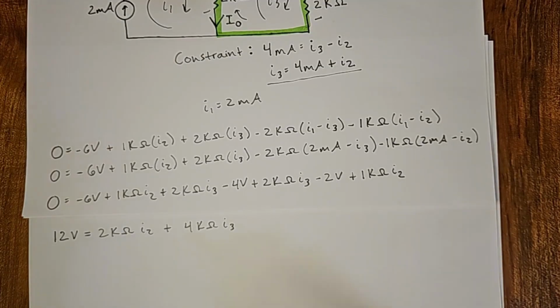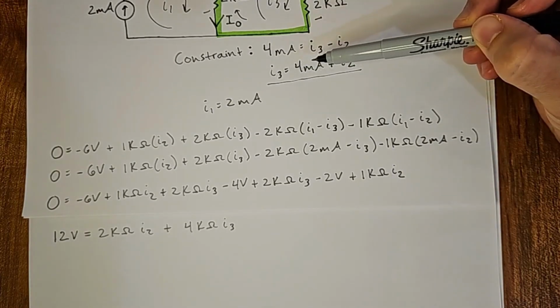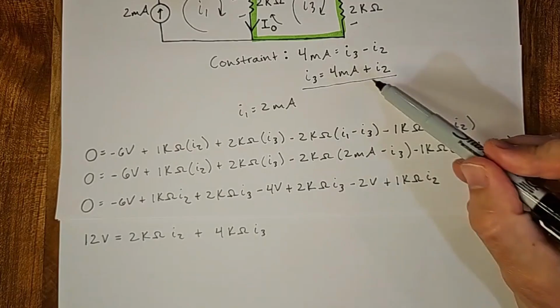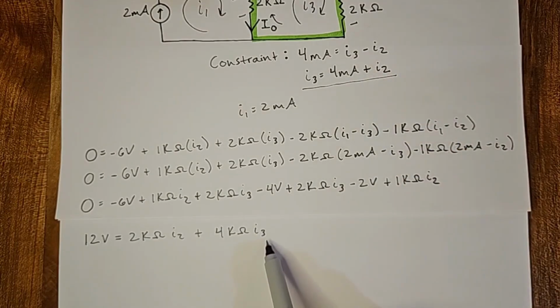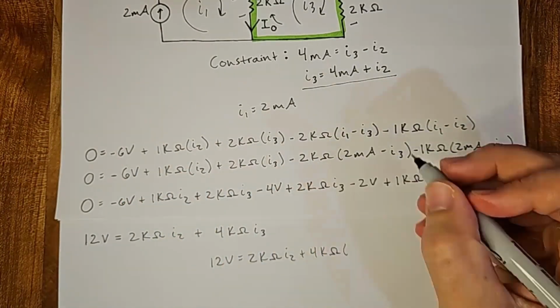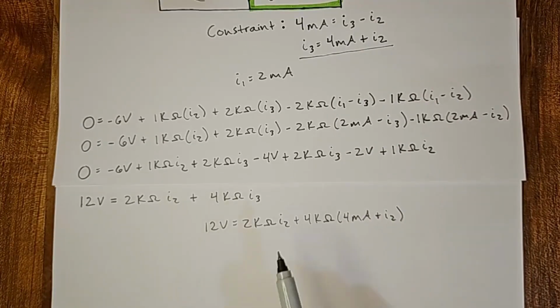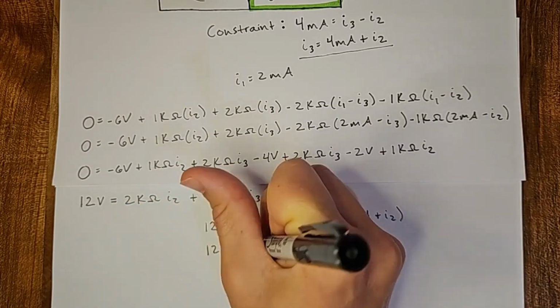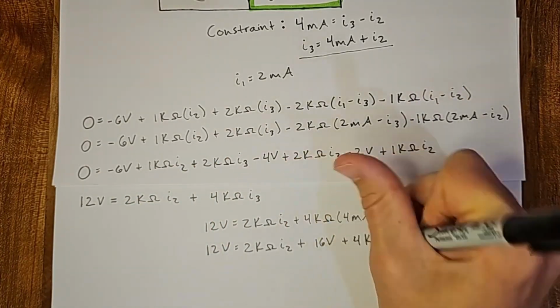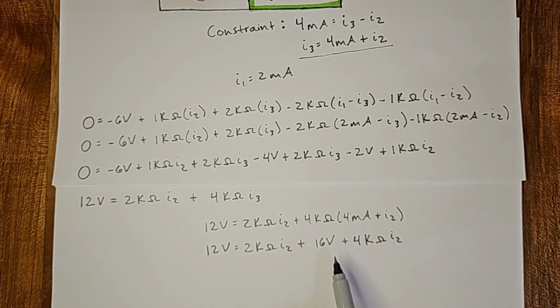So what do we do from here? We have this one equation with these two variables, but here's our constraint: I3 equals 4 milliamps plus I2. So let's take that and plug it in right here. Now 12 volts equals 2k ohm I2 plus 4k ohm times (4 milliamps plus I2). All right, let's distribute this 4k ohm. 12 volts equals 2k ohm I2 plus 16 volts plus 4k ohm I2. Now we're just going to subtract the 16 volts over, and add the 2k ohm I2 and the 4k ohm I2 up.